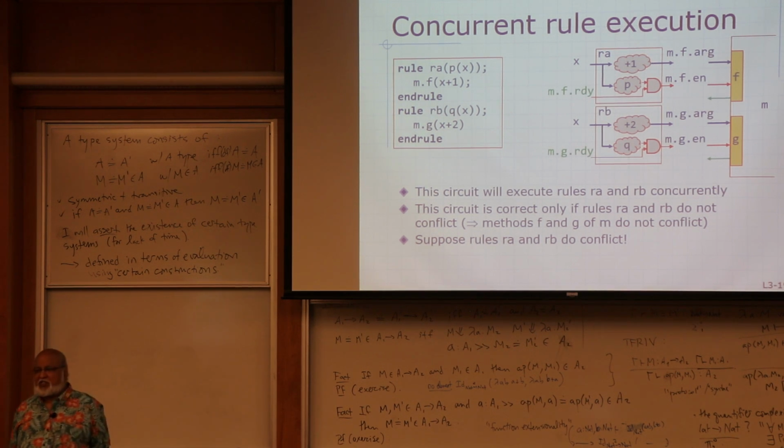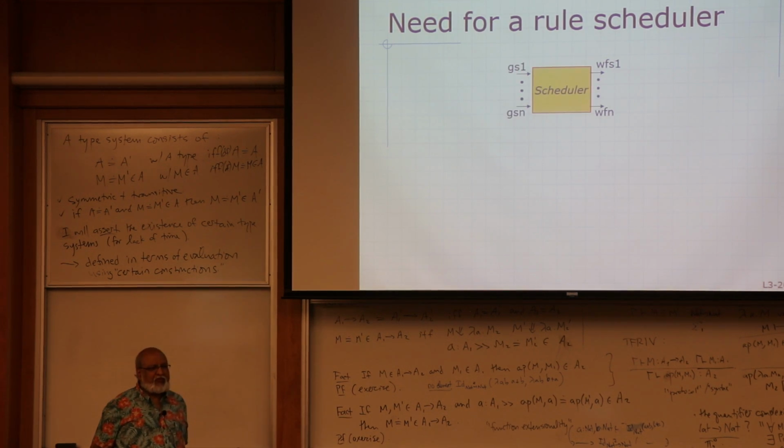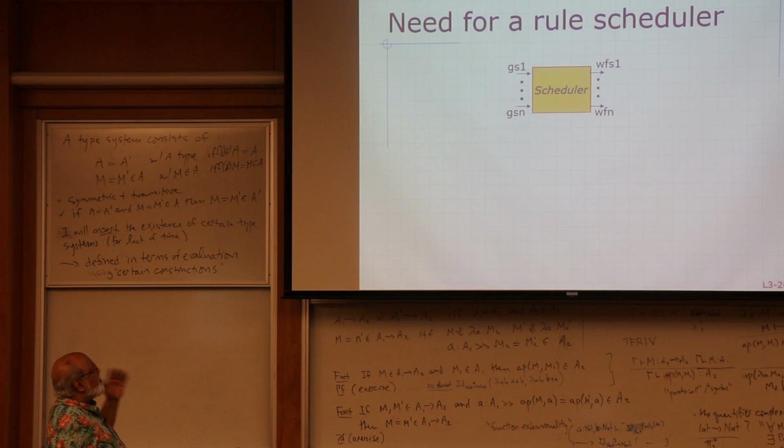So let's deal with the difficult case. Suppose RA and RB do conflict, then what circuit should be generated? Any ideas what circuit should be generated in that case? Pick one, one of them should go, right? Either RA or RB, but not both. So the question is how to do this. So I'm going to have a scheduler. This is a dynamic scheduler. I'm building a circuit for you, in which I'm going to feed in the guards of all the rules. So I'm saying, these are the guys who are ready to go. So if GS1 is true, that means rule 1 is ready to go.